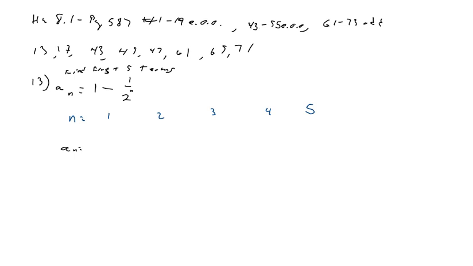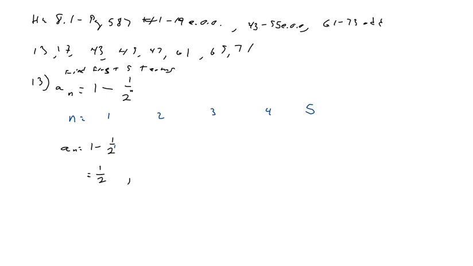So the first one, if n is 1, this is going to be 1 minus 1 over 2 to the power of 1. Plug in the n, get your answer. So this is 1 minus a half. This is going to be 1/2. So the first piece, a sub 1, the first term in the list of patterns is 1/2.